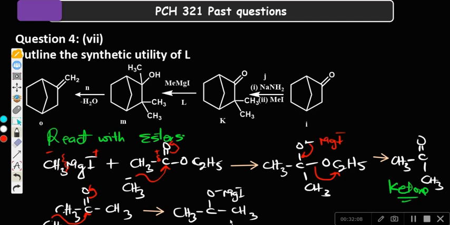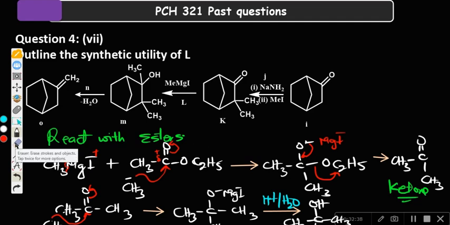So here is CH3. Here is what? CH3. The last step is acid hydrolysis, which is H plus H2O, which will convert this group here to OH. So we have OH, C, CH3, CH3, and then finally CH3. So those are the synthetic utility of what? Grignard reagent. Kind of very easy, right?